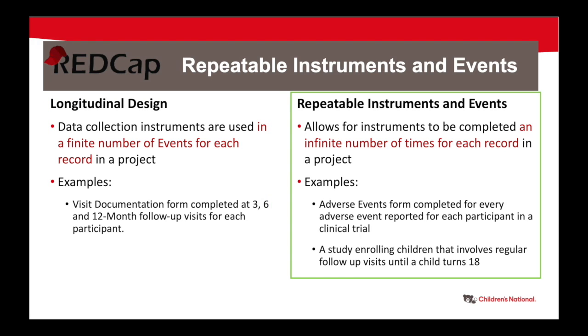However, you may have created instruments that can be completed an unlimited number of times for each record. For example, say you have an adverse events form that is to be completed for any and all adverse events reported for each participant in a clinical trial. Or you might be conducting a study enrolling child patients that involves follow-up visits every 12 months until a child turns 18. In cases like these, you can employ the Repeatable Instruments and Events feature, which allows for instruments to be completed an infinite number of times for each record in a project.